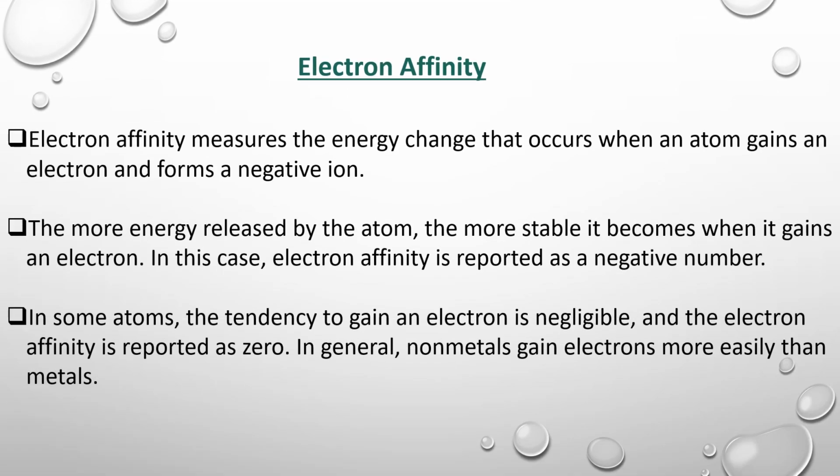Electron affinity. Electron affinity measures the energy change that occurs when an atom gains an electron and forms a negative ion. The more energy released by the atom, the more stable it becomes when it gains an electron. In this case, electron affinity is reported as a negative number. In some atoms, the tendency to gain an electron is negligible, and the electron affinity is reported as zero. In general, non-metals gain electrons more easily than metals.